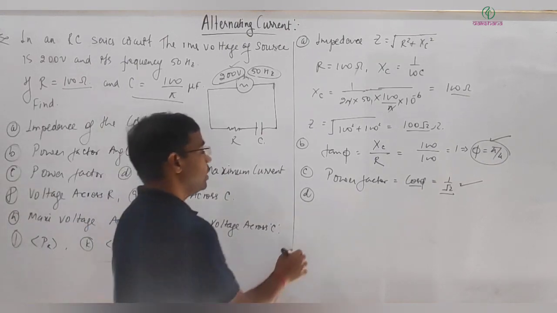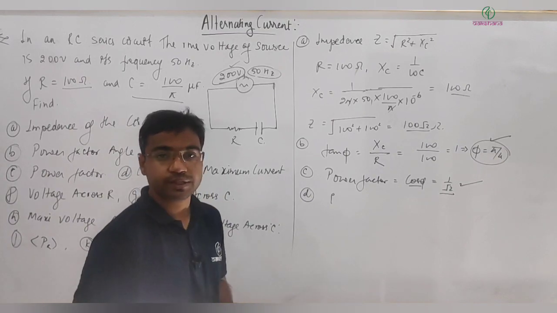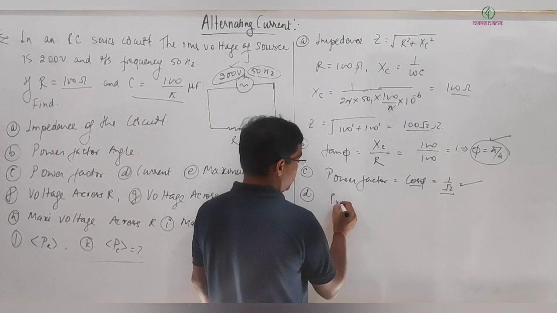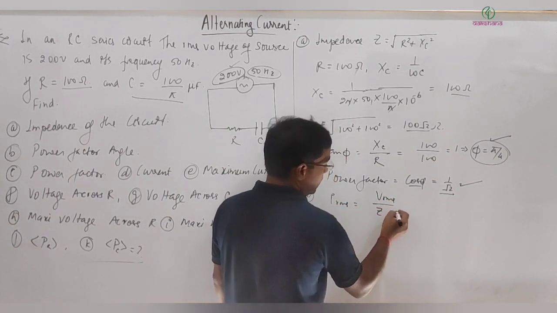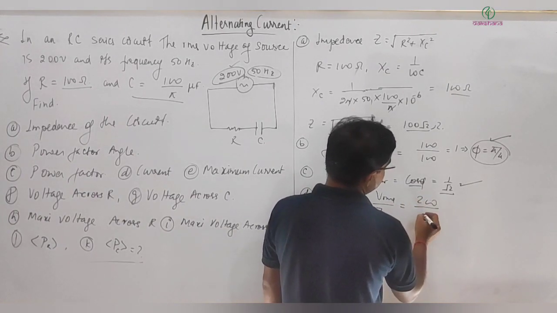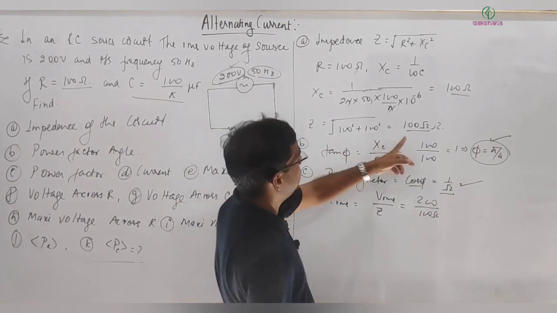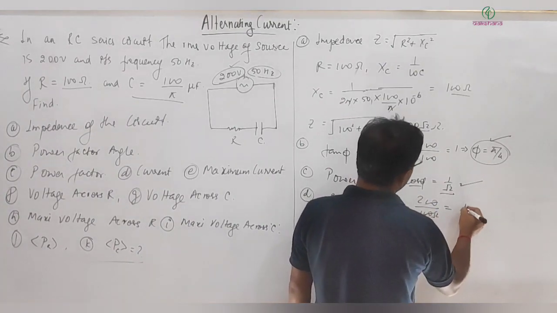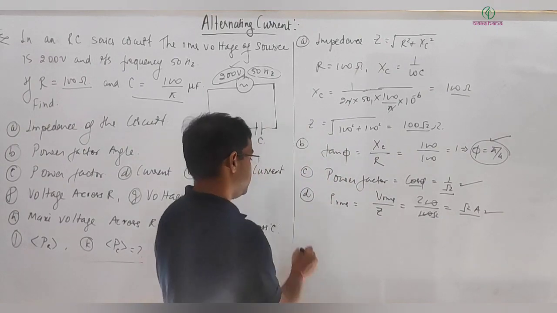Next case, current in the circuit. Another thing is here it's mentioned simply current, so which current are you supposed to find? If it is mentioned simply as current, then also you are asked to find the RMS value, and that is given by VRMS divided by Z. VRMS is 200, Z we are getting as 100 root 2, so we will be getting root 2 ampere. This is your RMS value of current.